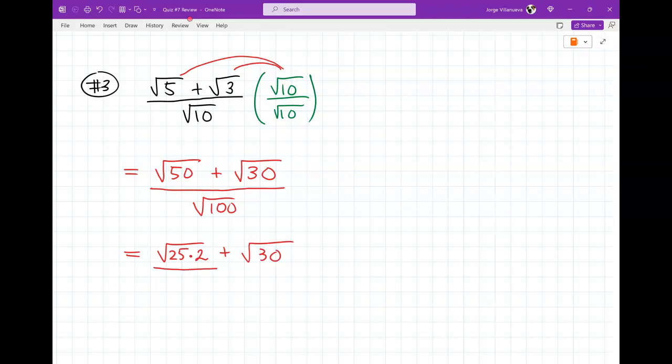And the square root of 100, we should know that. That's 10. All right. The square root of 25 times 2, 25 goes out and it becomes a what? A 5. So this is going to become 5 radical 2 plus radical 30 over 10, and that's it.